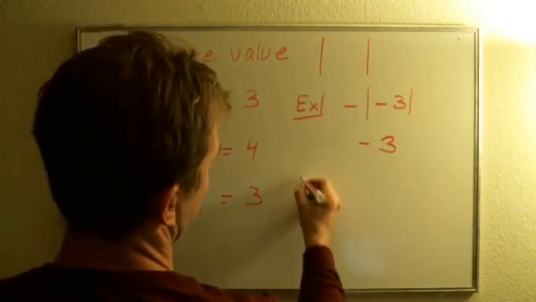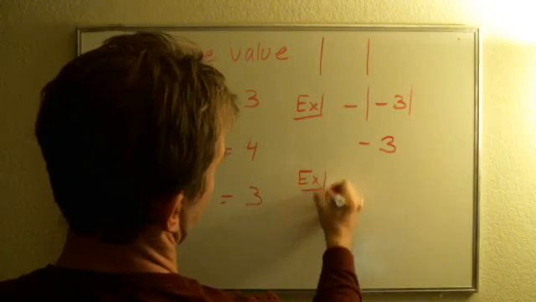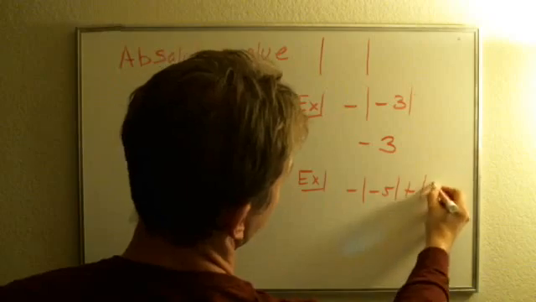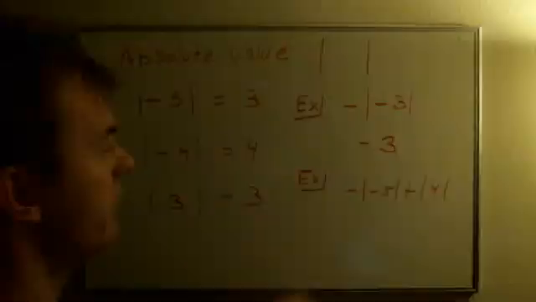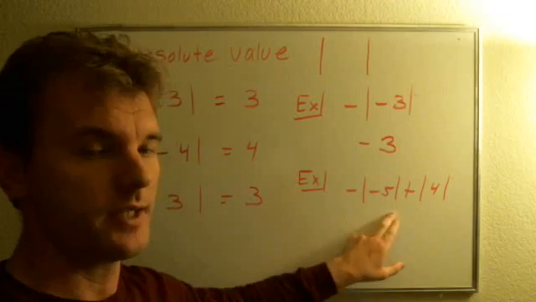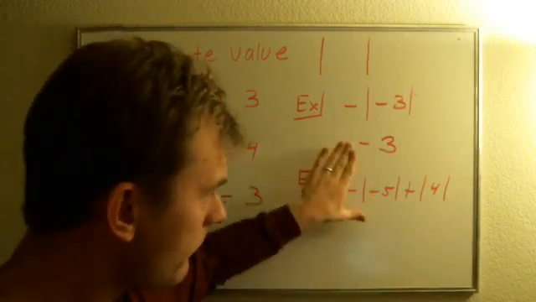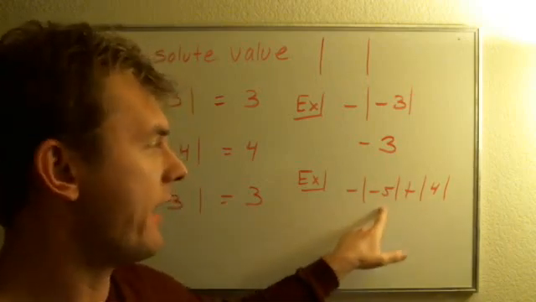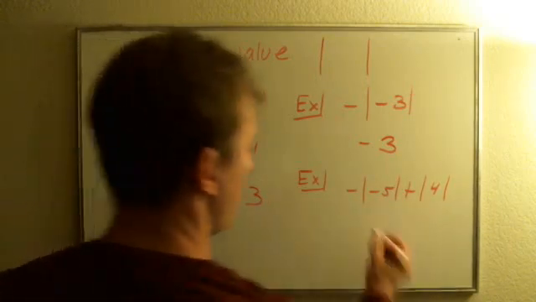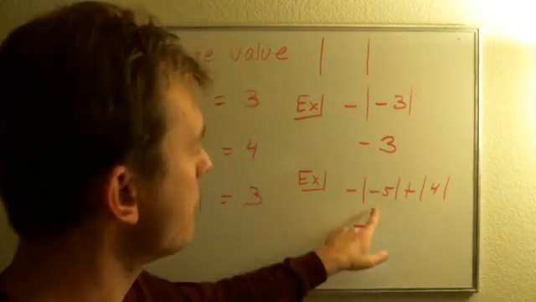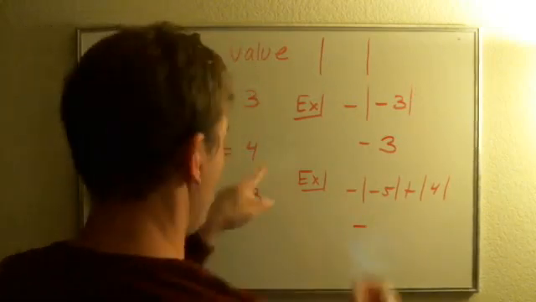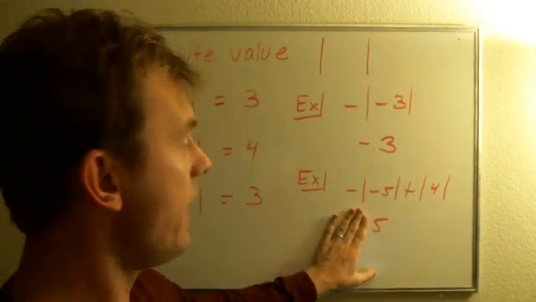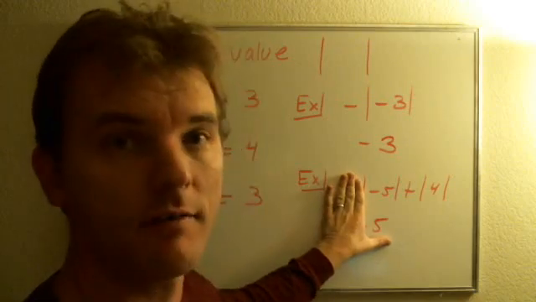So let's do another couple of examples here. Let's say we have -5 plus 4. So we always want to do the absolute values first. So this one has a negative on the outside. So don't worry about that negative yet. You can just put it right down. But what's the absolute value of -5? Well, remember, the absolute value of -5 is 5.